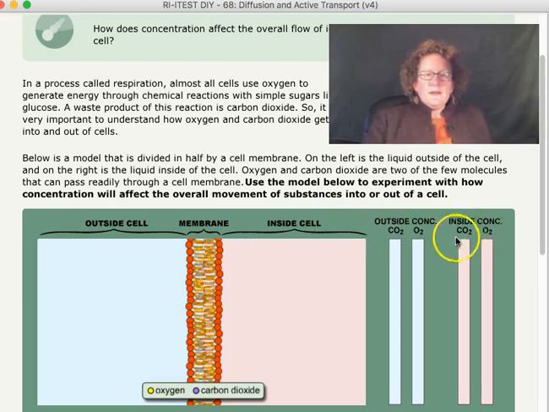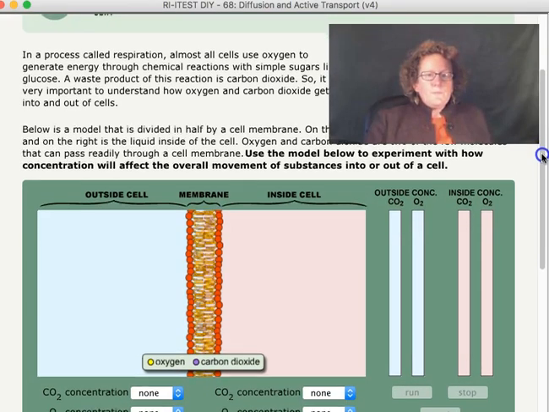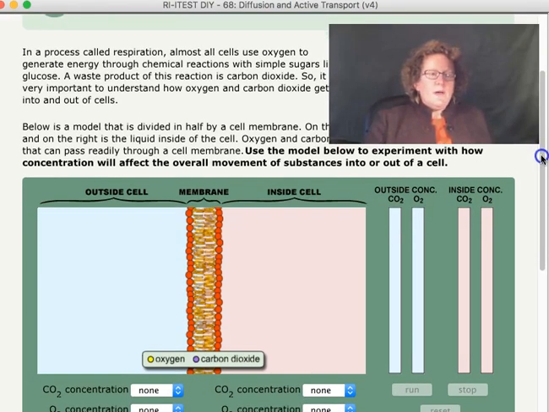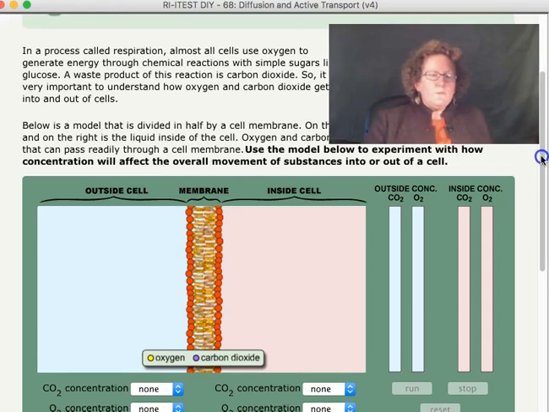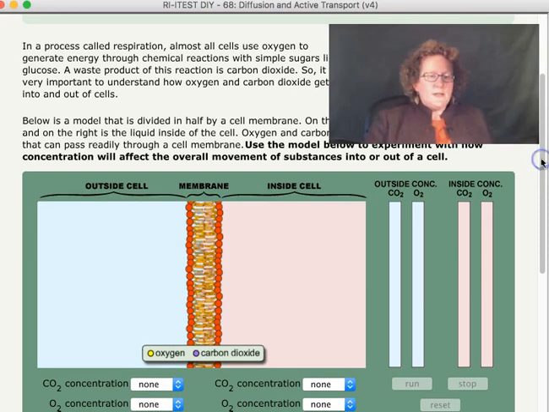Oxygen and carbon dioxide levels are shown by these little bars once we start to run the model. We're going to experiment with how concentration will affect the overall movement of substances in and out of the cell. Let's start with kind of a real situation.